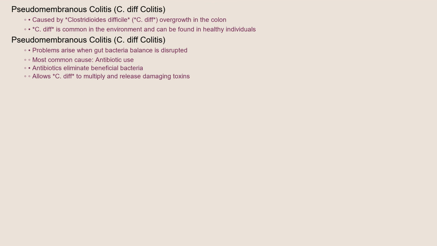Pseudomembranous colitis, often called C. diff colitis, is primarily caused by an overgrowth of the bacterium Clostridioides difficile, or C. diff, in the colon. While C. diff is present in the environment and can even reside in the intestines of some healthy individuals without causing harm, problems arise when the normal balance of gut bacteria is disrupted. The most common culprit behind this disruption is antibiotic use.